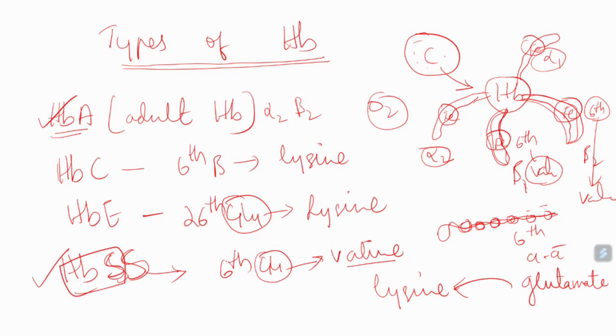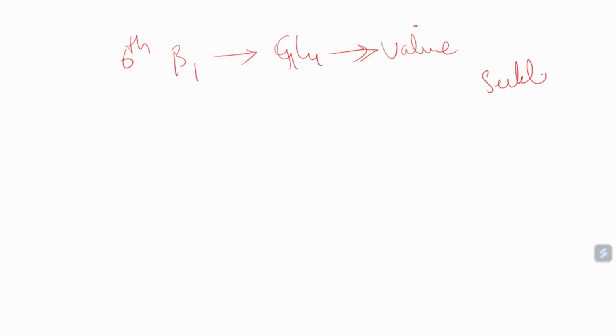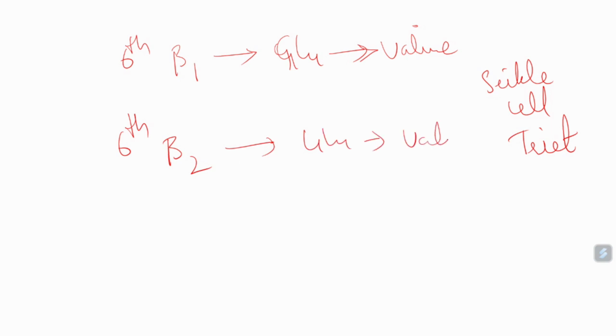So see, it is very simple. If the sixth amino acid of beta 1 has a mutation, glutamate replaced by valine, then this type of patient is called sickle cell trait. If the sixth position of beta 2 is also changed from glutamate to valine, then this type of patient is called sickle cell disease.